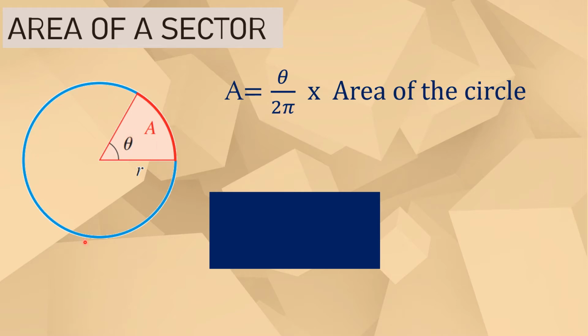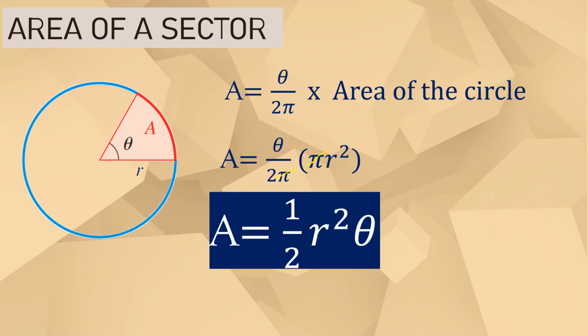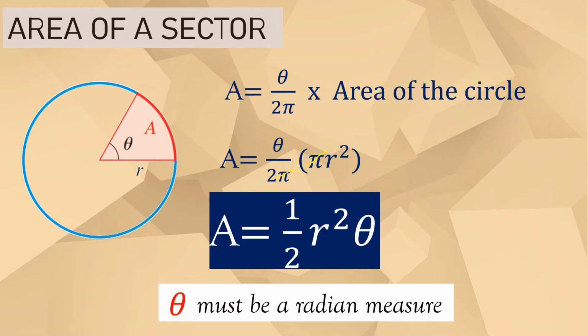Okay, now we know that this theta is just a portion of 2 pi, because 2 pi is one complete revolution. We are going to multiply that to the area of a circle, and that is pi r squared. Now in here we can cancel out pi. Then we multiply. We now have the formula. Area of the sector is 1/2 the square of the radius times theta. And again, theta must be a radian measure. We will always convert degree measures to radian measure when we're getting the area of this sector.